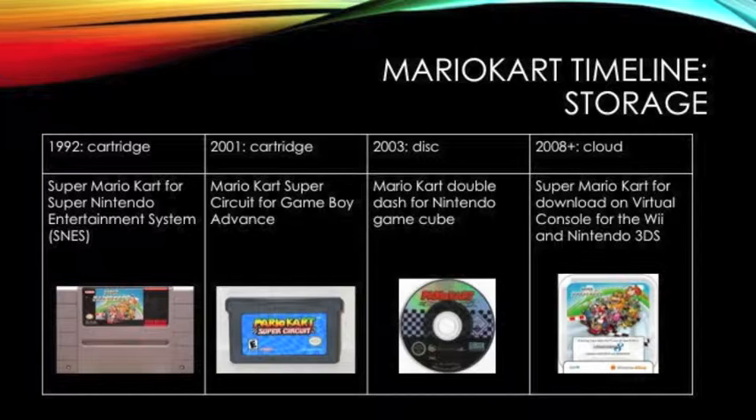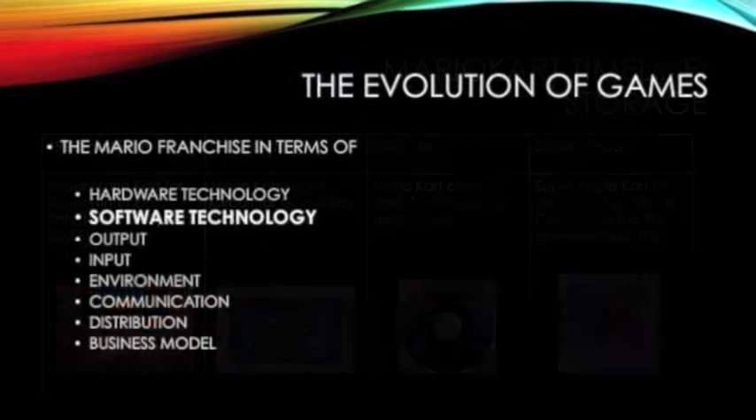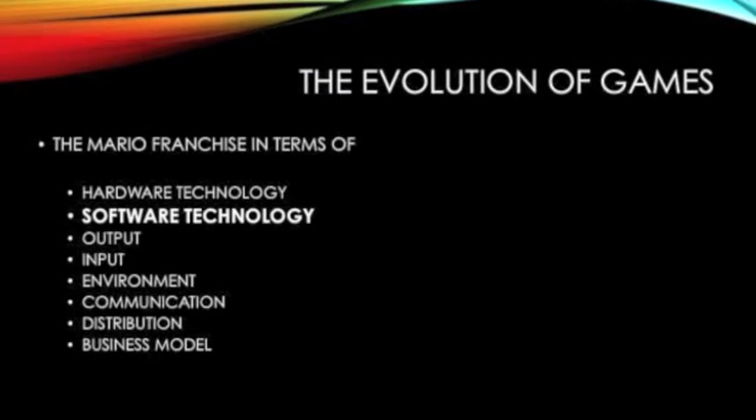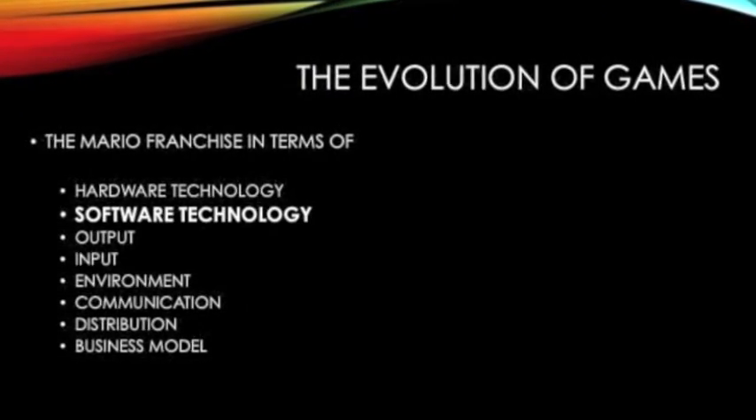So through these years, we see the evolution of the storage of video game technology. So in 2008 and so on, up to the contemporary era, the games are stored in the cloud. So Super Mario Kart was available for download on virtual consoles for the Wii and Nintendo 3DS. In the next few slides, we will look at software technology.